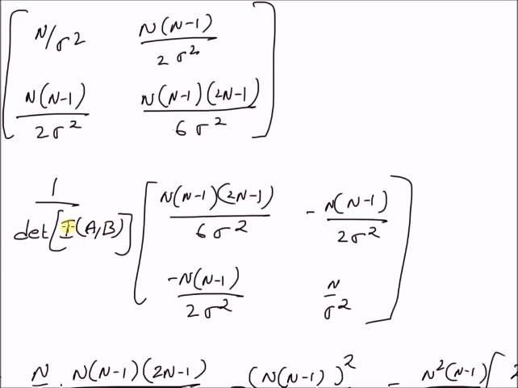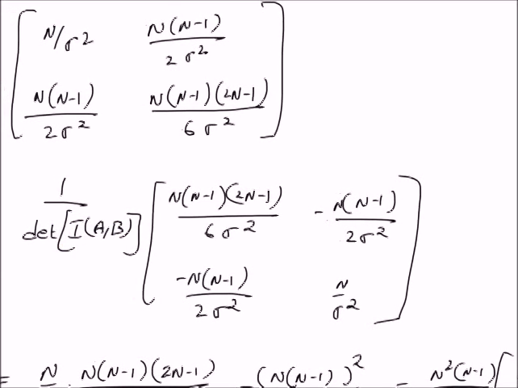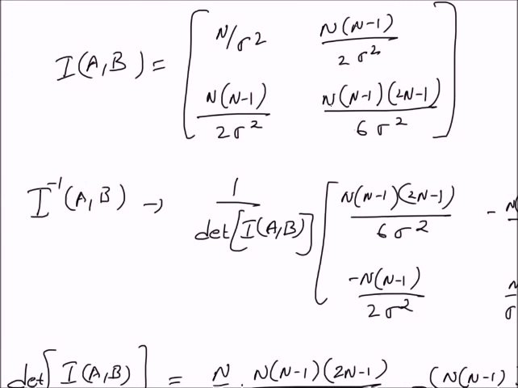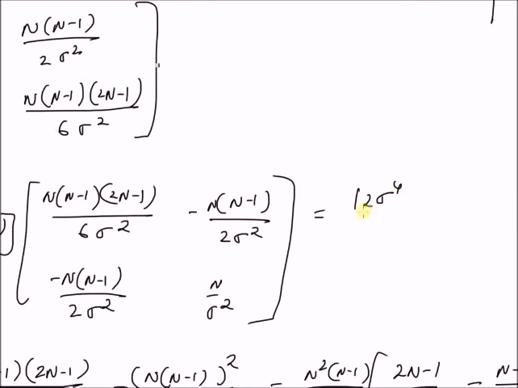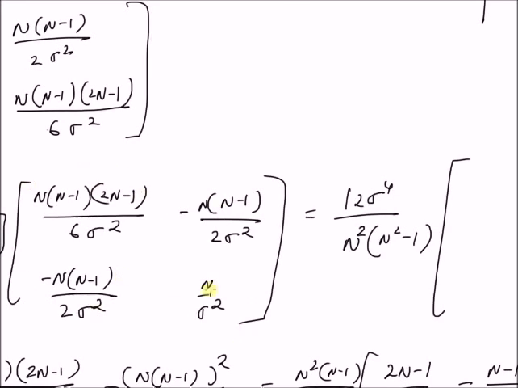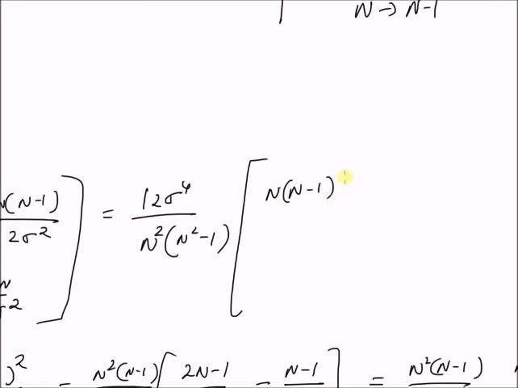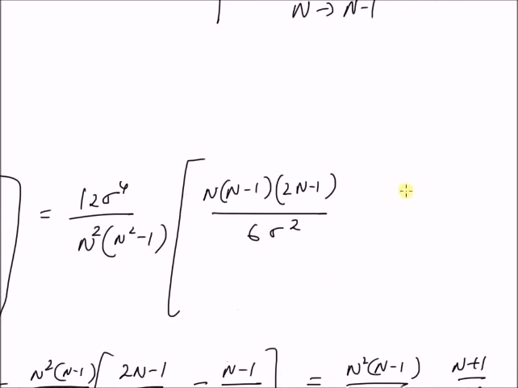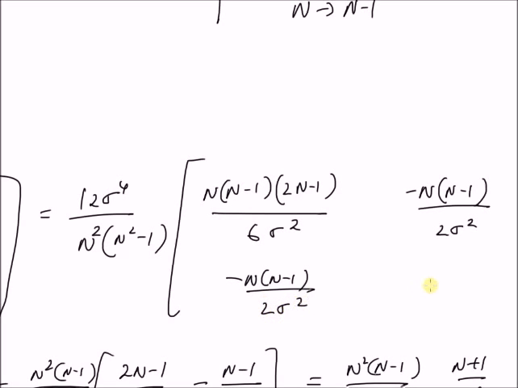So now by using this result in the definition of the inverse Fisher information matrix, in this definition we have 12 times sigma power 4 divided by n square into (n square minus 1), multiplied by this matrix, which is n times (n minus 1) into (2n minus 1) upon 6 sigma square, and this one is n into (n minus 1) over 2 sigma square, and this is also minus n into (n minus 1) over 2 sigma square. The last one is n by sigma square.